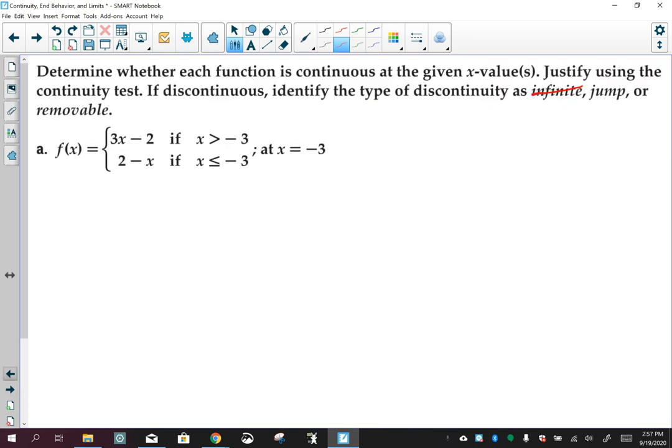Okay, I'm good. So what we're going to do is take this and focus on the -3 here. So I'm going to take the top one, 3x minus 2, and I'm going to plug in the -3.